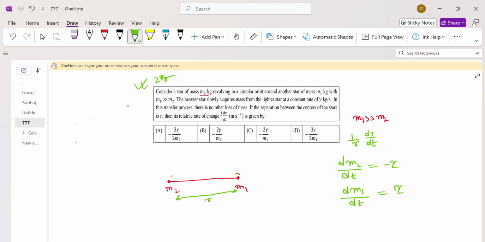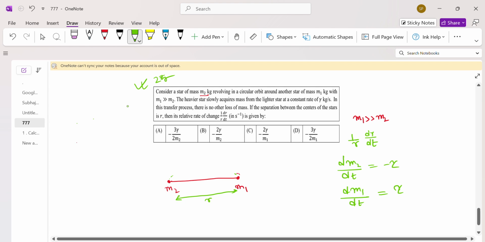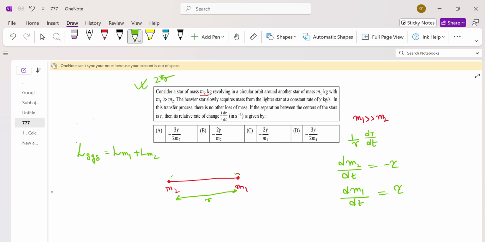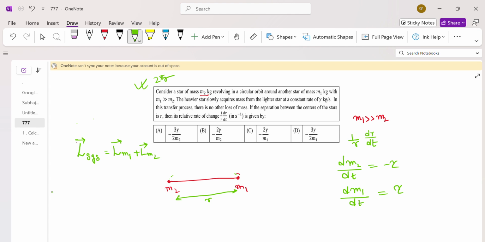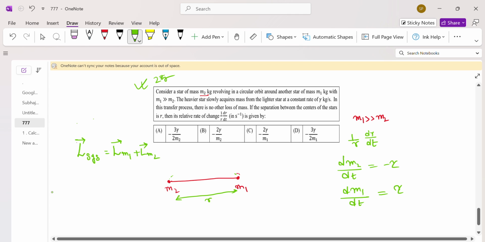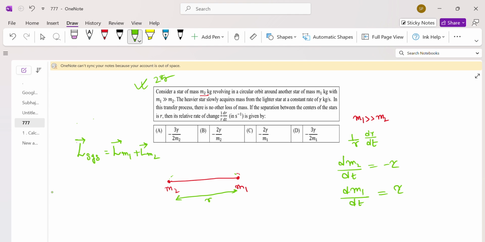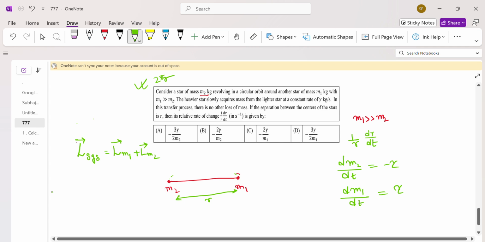One thing that is going to happen is that the angular momentum of the system is going to get conserved, because there is no other way. The angular momentum of the system is equal to the angular momentum of m1 plus the angular momentum of m2. This is true because there is no external force acting on the two objects, so this quantity is going to get conserved.